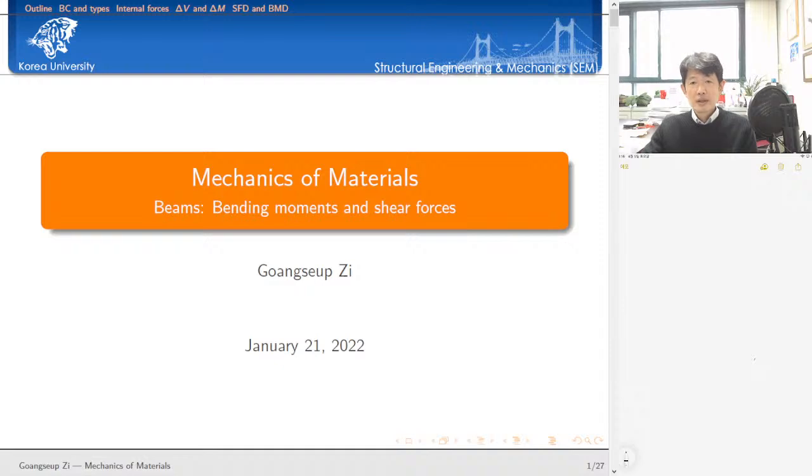So basically, in this chapter, we're going to talk about, especially, the bending moment. Bending moment in 우리말 휨 moment, and the shear force, 전단력. 휨 moment and 전단력. We want to discuss how we calculate the 휨 moment and 전단력.